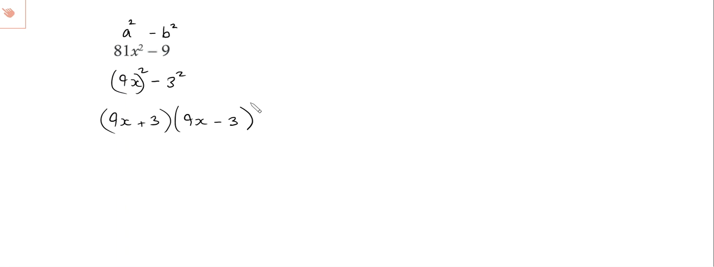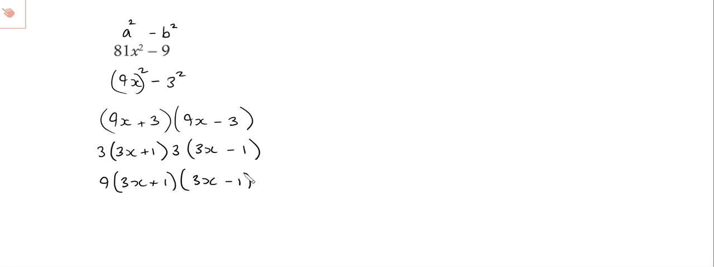Now, I wasn't worried and I didn't mark this wrong. Actually, we could factorise this even further. I could make this one 3 times 3x plus 1, and this one also 3 times 3x minus 1. Yeah? What does that become? 9 times 3x plus 1 times 3x minus 1.